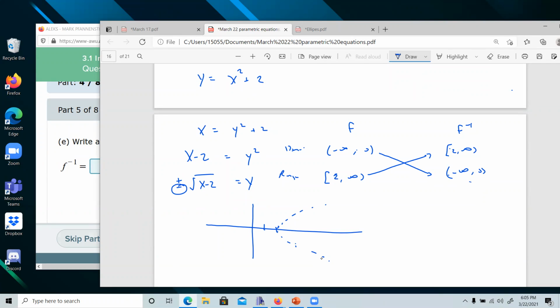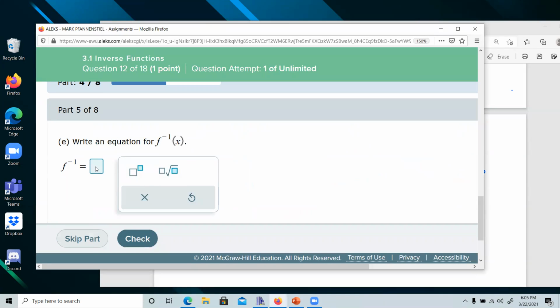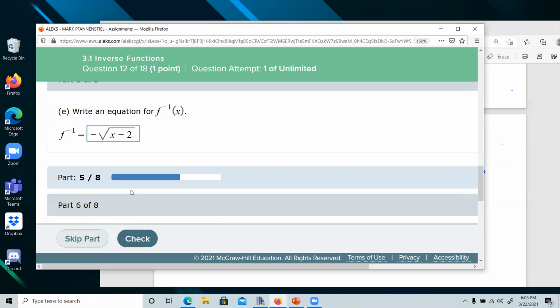There's a couple of problems in this book that have an ambiguous case, and you have to go through and do this in order to figure out what's going on. So don't be afraid to write this down and figure out where this has to map from in order to get the right answer. So we are going to do the negative square root of x minus 2. And that's how we're going to check this.